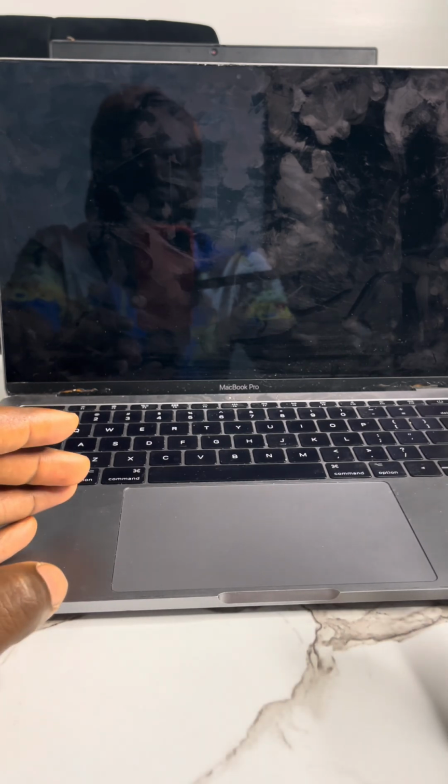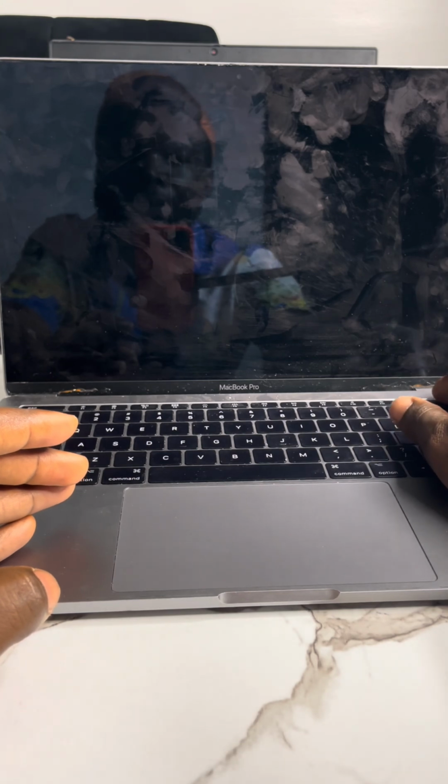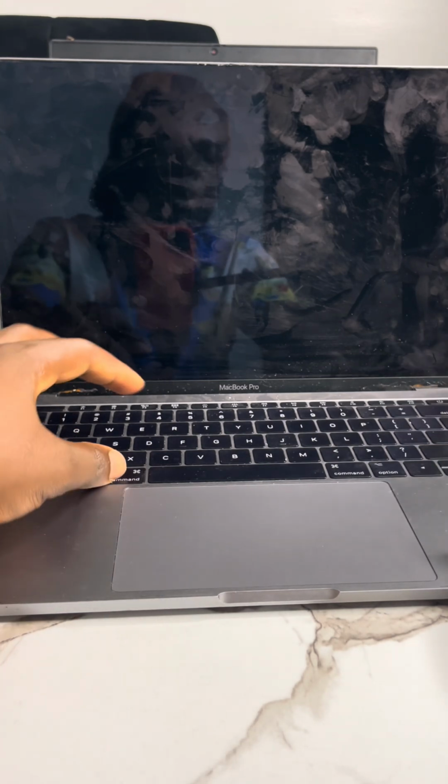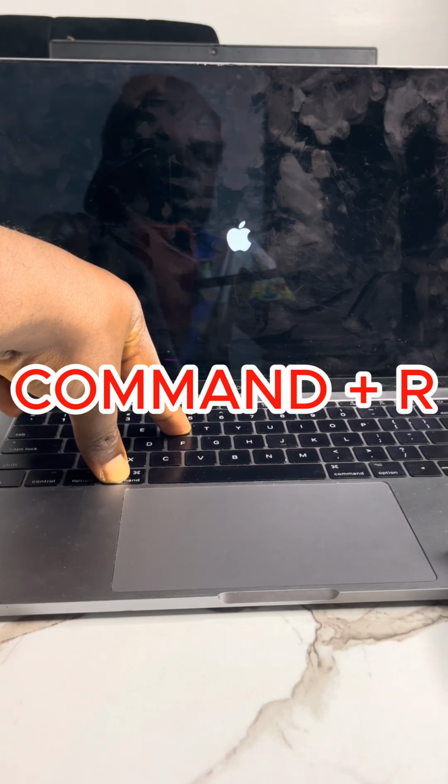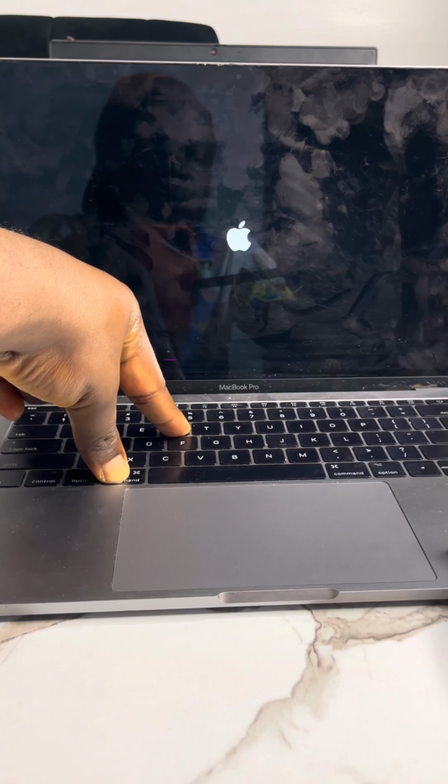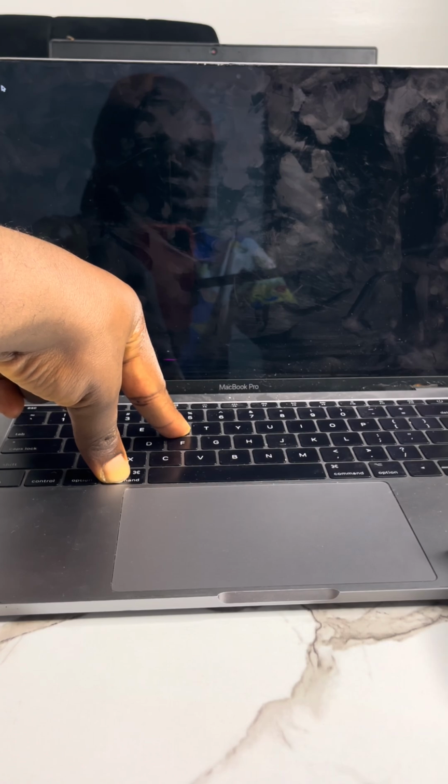If the system is off, turn it on, press the power button and hold Command R together. Keep holding Command R. This shows you that it's booting. Keep holding Command R. And if you also find your system on the question mark logo, this is also how to enter the recovery mode. By holding Command R, you will enter into the recovery mode to have access either to restore the system or to reinstall the OS via the network.